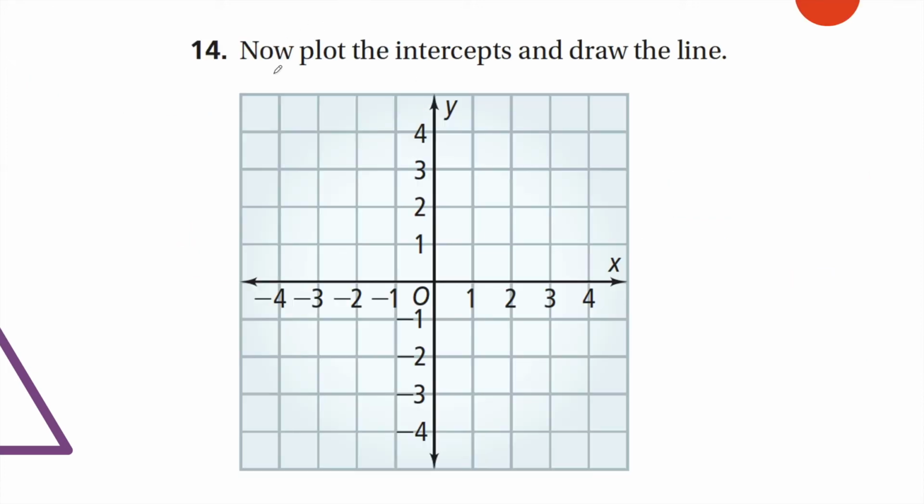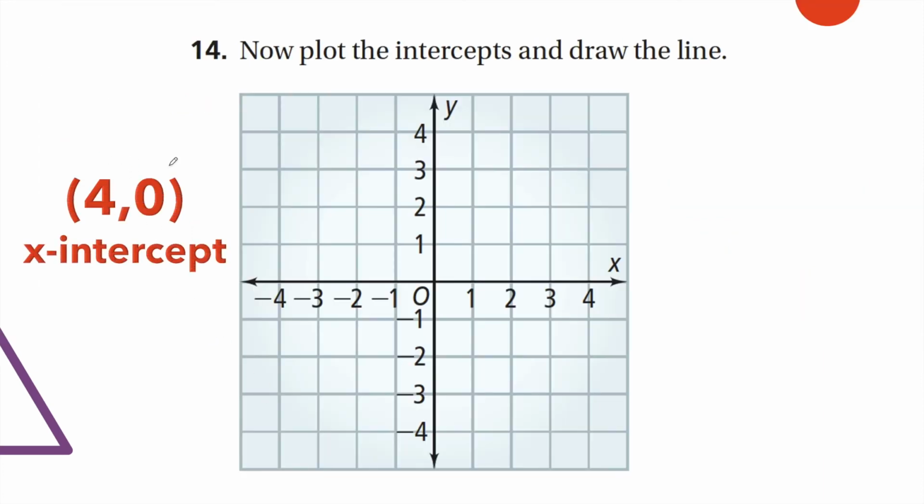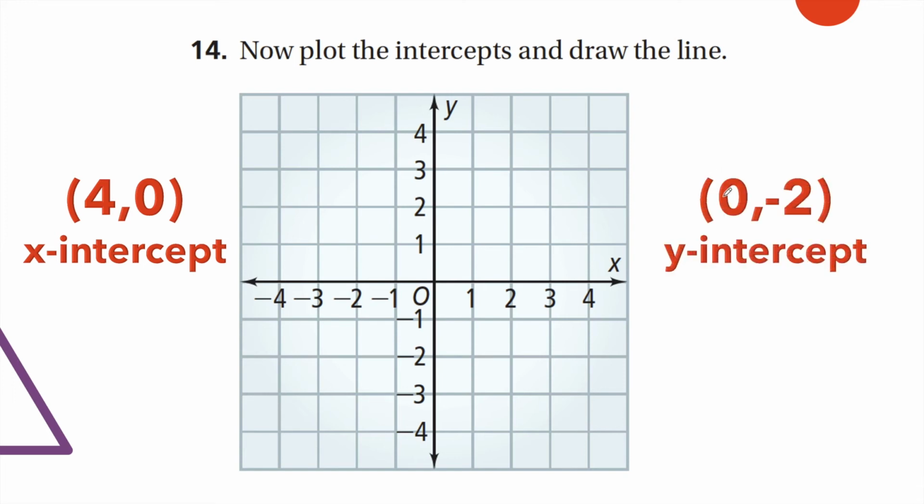All right, so question 14. Now plot the intercepts and draw the line. Well, like we showed in the previous one, we know that the first intercept is going to be based off of the x-intercept, which is the x and the 0. So the x-intercept for this one will be 4, 0. The y-intercept is going to be based off of what you just previously saw, which was the y equaling -2. So our y-intercept is going to be the point 0, -2.